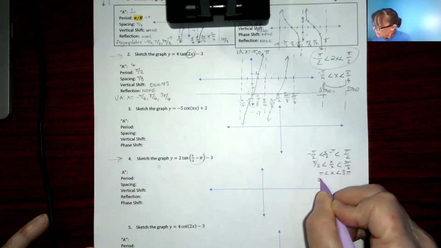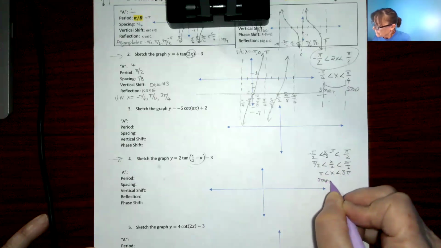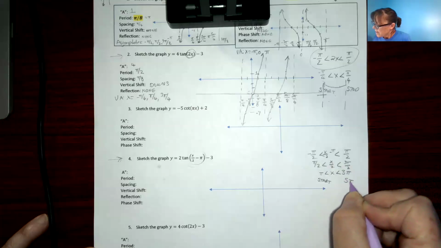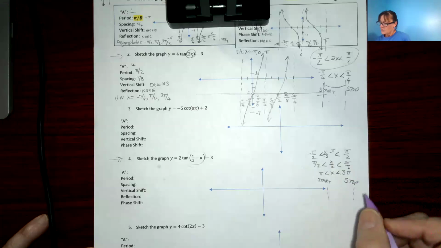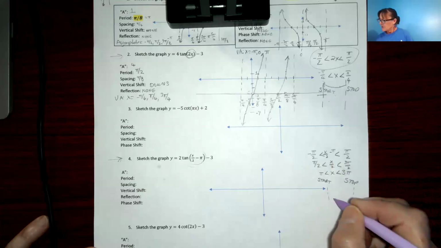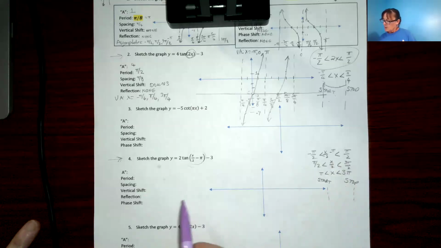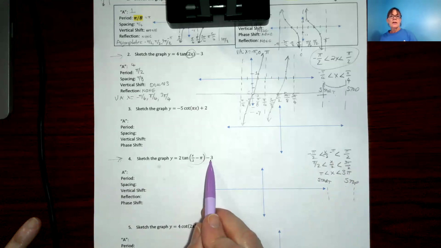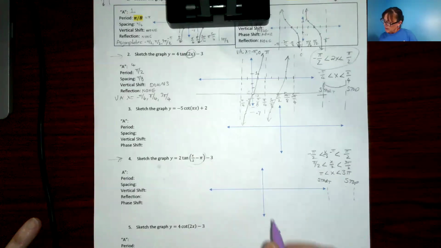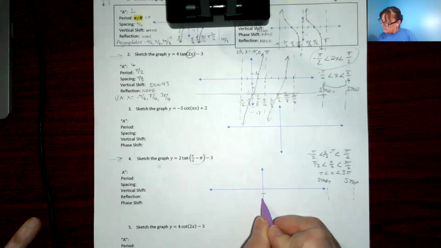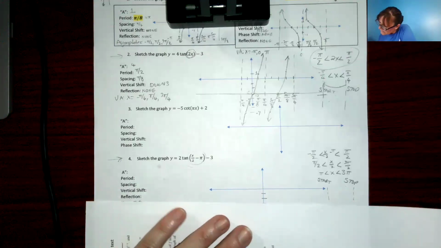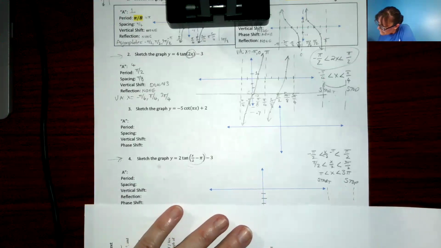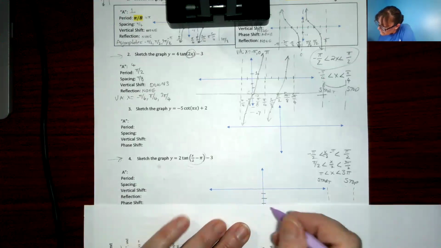This tells me where to start the cycle. This tells me where to stop the cycle. This will be an asymptote. This will be an asymptote. And in the middle, we'll have our low, middle, high. The middle is determined by this guy right here. We're shifted down 3 again. Down 1, down 2, down 3. So this is my new midline at -3.